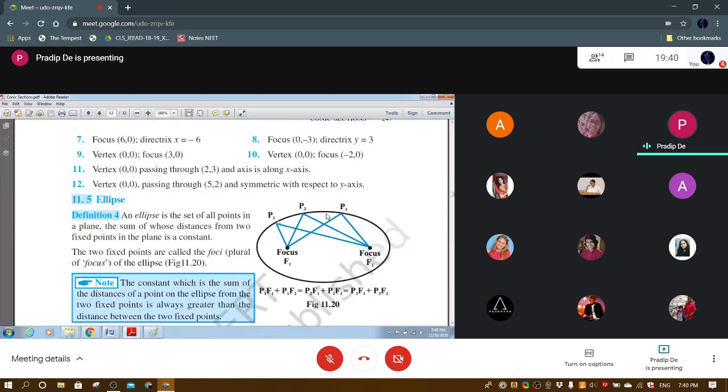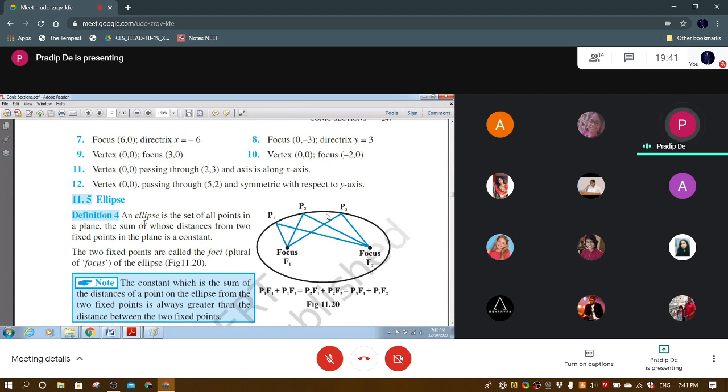Again, suppose the point P has moved to a new position P3. Here again, the sum of the distances, that is P3F1 plus P3F2, will be the same as the first two, that is P1F1 plus P1F2. So you may say that P1F1 plus P1F2 is equal to P2F1 plus P2F2 is equal to P3F1 plus P3F2 and so on. Then the locus of the point P will be an ellipse.